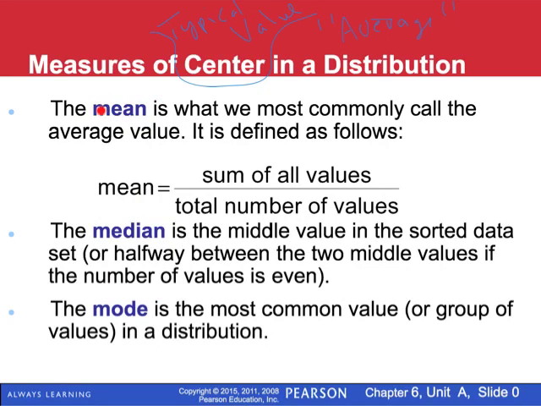So the mean of a distribution is what we most commonly call the average value, and it's defined as the sum of all the values divided by the total number of values. In other words, you add up all your numbers and divide by how many there are. The median, when you hear median, think about the median of a highway. It's what's in the very middle of the highway. So the median is the middle value in the sorted data. And this is a very, very important thing. Sorted data. You always sort your data first before you calculate the median. Okay? So the median is the middle value of the sorted data. And I'll get into this parenthetical comment in just a second. And the mode is the most common value. It's whatever number shows up the most.